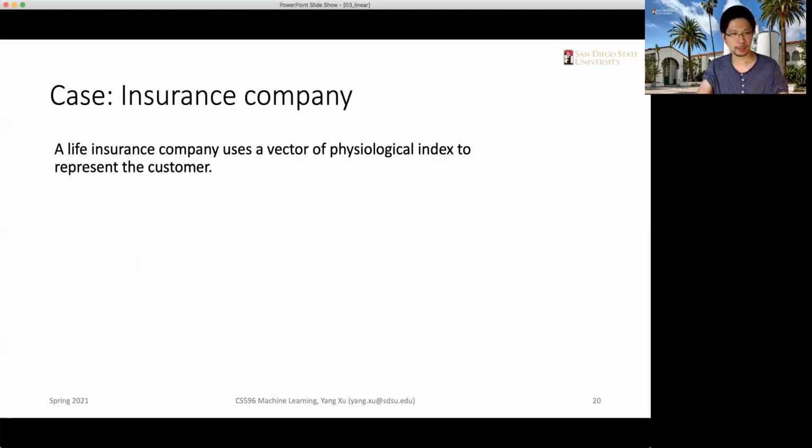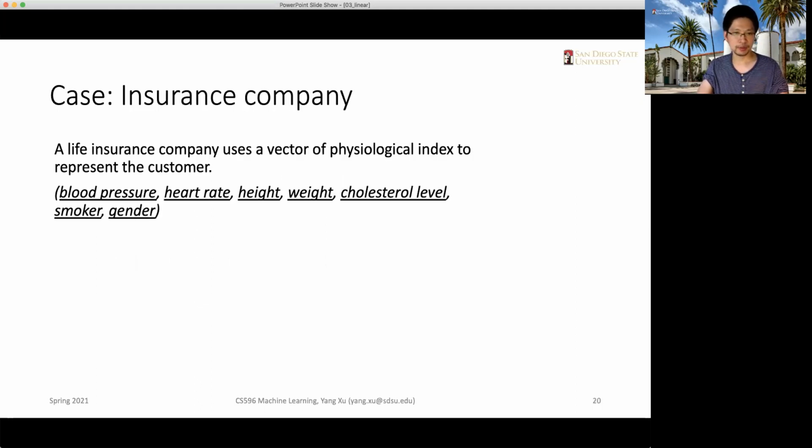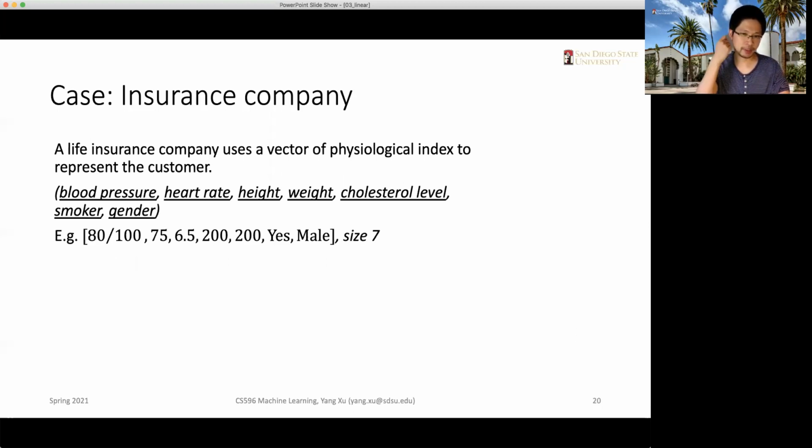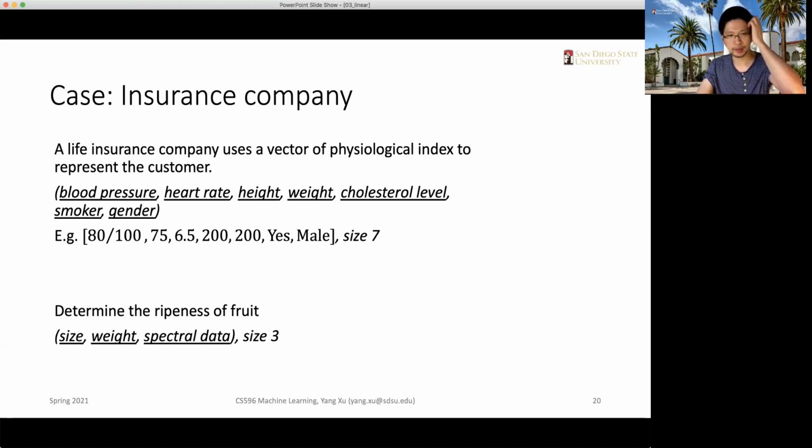Okay, the insurance company example also uses a bunch of long feature sets like numbers, binaries, strings, okay? And in the ripeness of fruit detection, we also have feature vectors like size, weights. These are just examples to show how data representation is practiced in real-world machine learning applications.